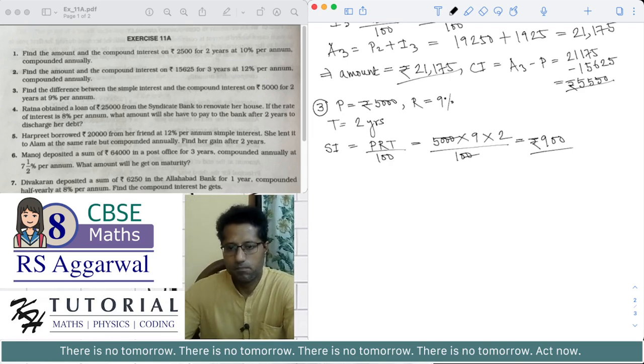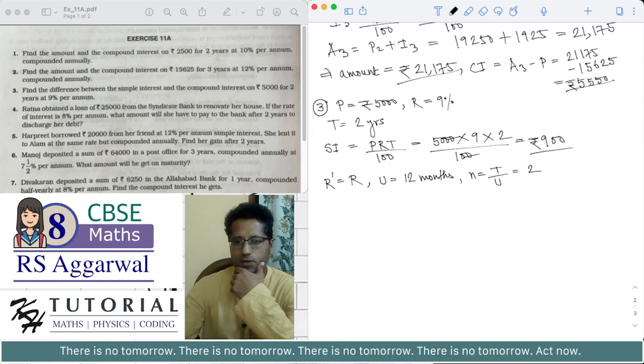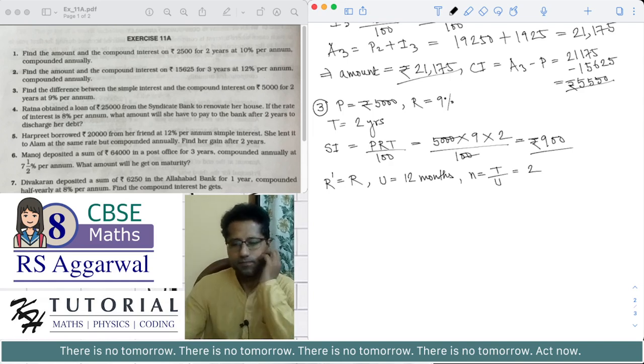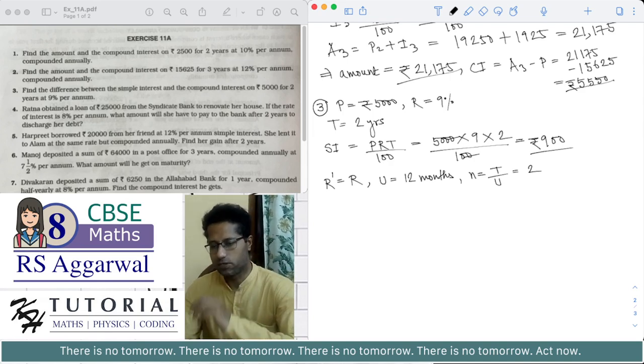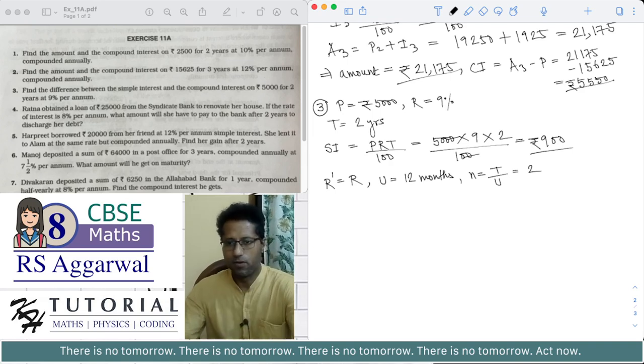So we will have R dash is equal to R. The unit of time is equal to 12 months, and obviously n is equal to t by u, which will be equal to 2, because t in months is 2 into 12, and u is 12, which is 2. So we have to calculate the interest 2 times for calculating the compound interest.